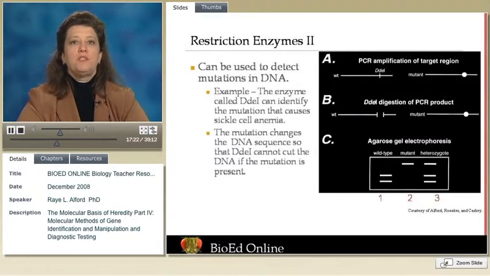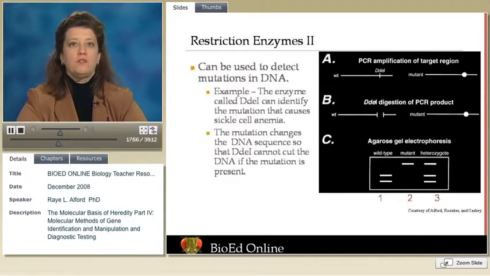Because of the specificity of their DNA sequence recognition, restriction enzymes can also be used to detect mutations associated with genetic diseases. In the image shown in this slide, the restriction enzyme DdeI is used to identify the mutation in the beta-globin gene that is associated with sickle cell disease. In this case, the mutation associated with sickle cell disease changes the DNA sequence of the beta-globin gene in such a way that it is no longer recognized by DdeI.